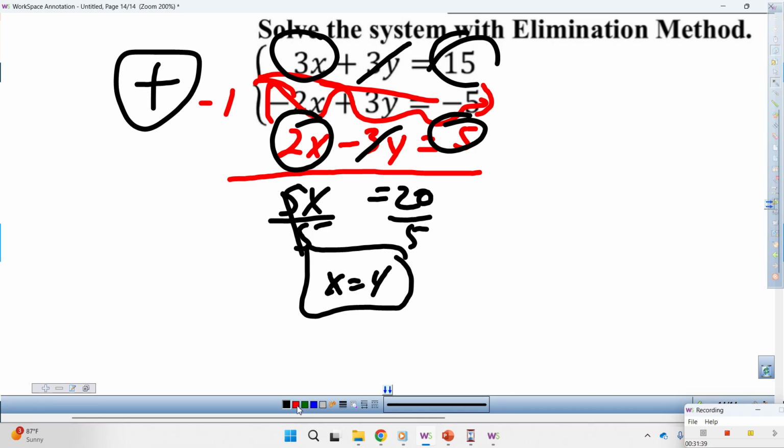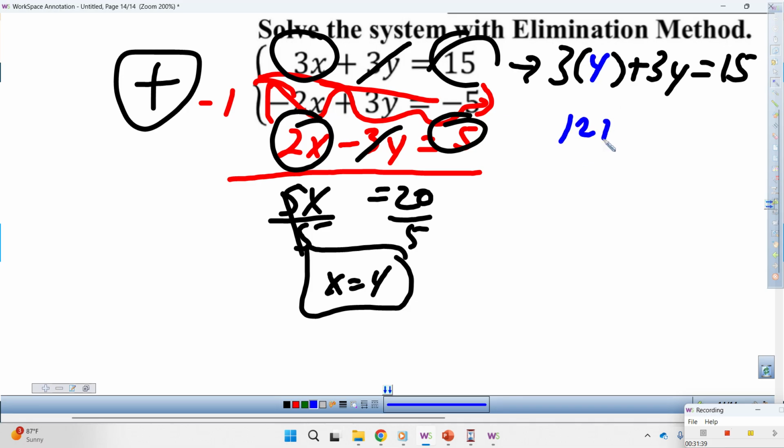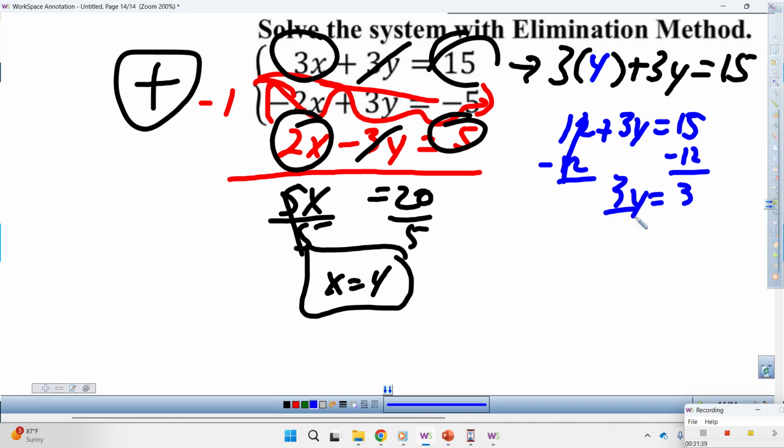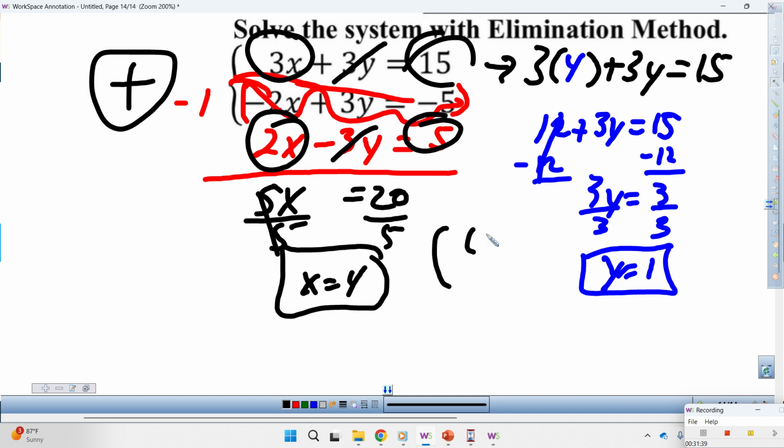Am I done? No. Which one do you want to use, the red or the top one? The top? All right. So let's do 3 parentheses for x plus 3y equals 15. And instead of x, we're going to substitute a 4. That's 12 plus 3y equals 15. So minus 12 minus 12. 3y equals 3. And last but not least, divide. y equals 1. Solution. My solution is 4, 1.